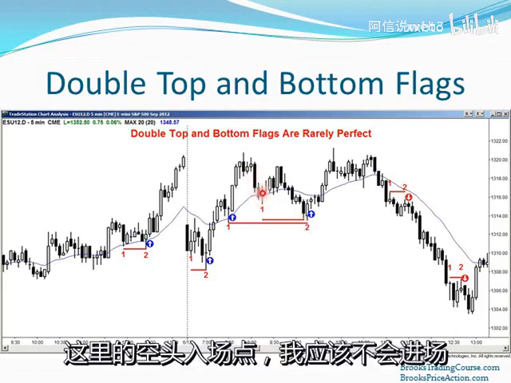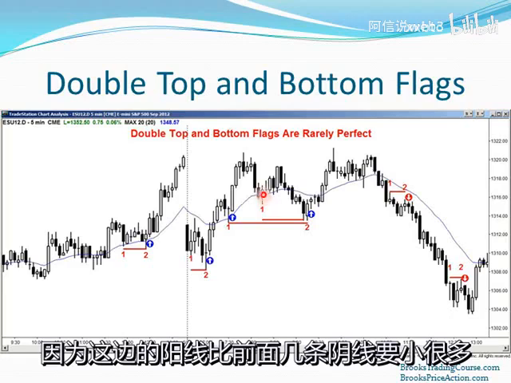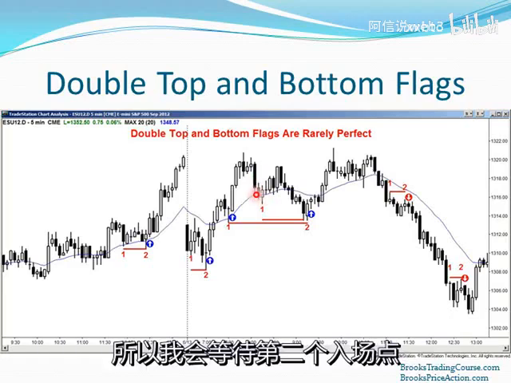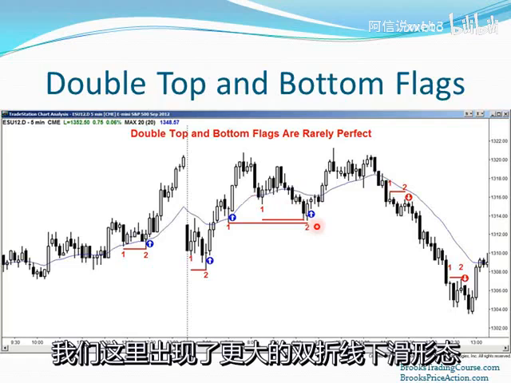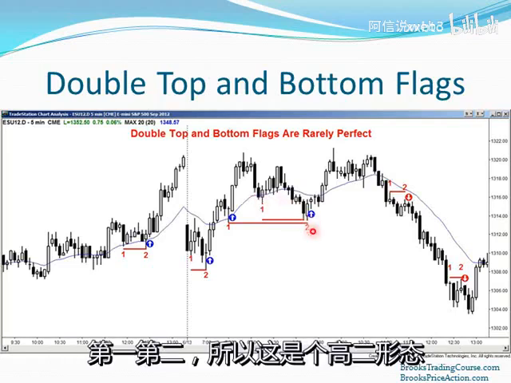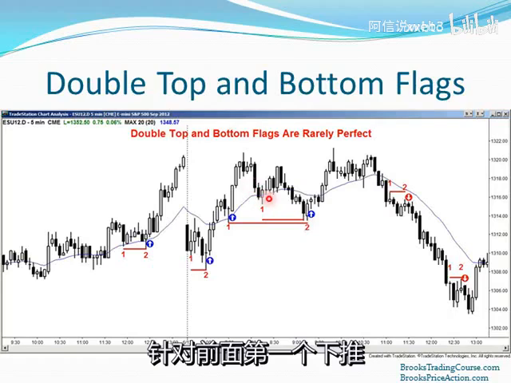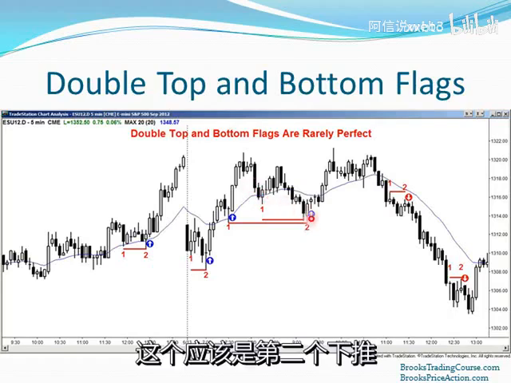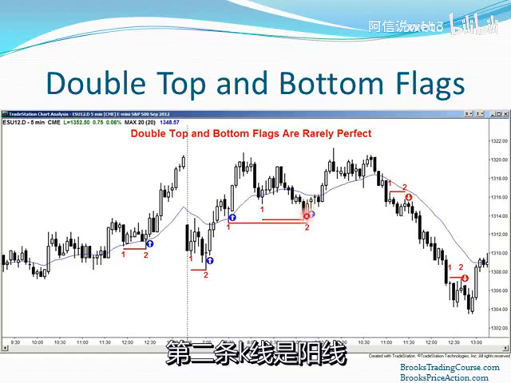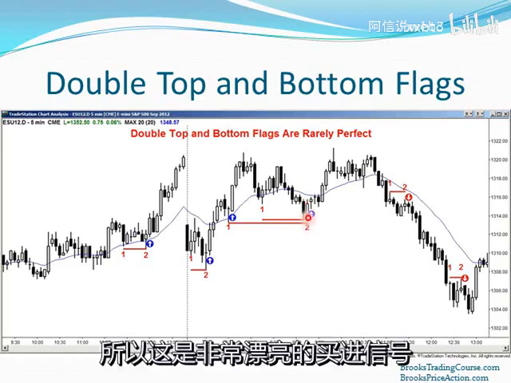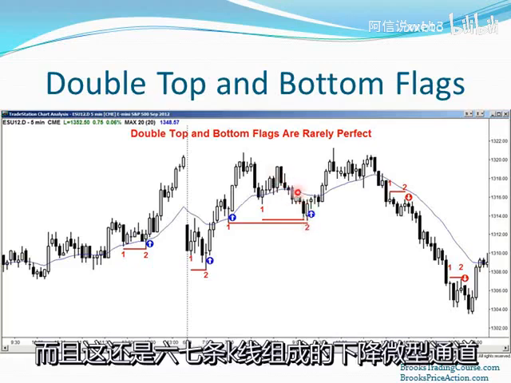This buy, I probably would not take it because the bull bar is small compared to these 2 bear bars. I would wait for a second entry. We have a larger 2-legged pattern, 1 and 2. So this is a high 2, referring to this first push down, and here the second. A 2-bar reversal, second bar bull bar, so a pretty good buy signal, despite the 6-bar, 7-bar bear micro channel.